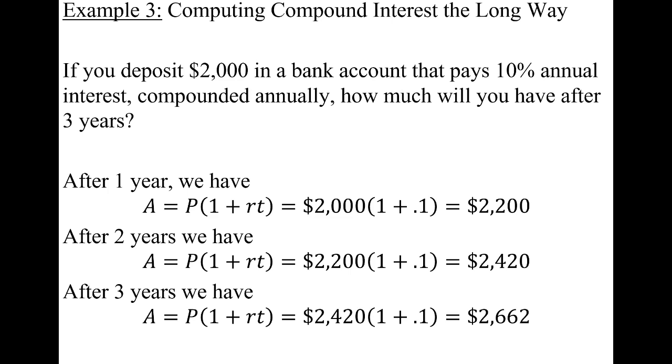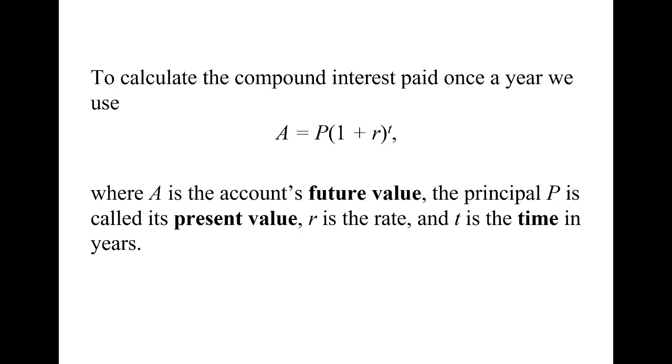Now, that's a fine way to compute it if we're just doing that for 3 years. But if we were doing it for 30 years, we wouldn't want to do this computation 30 times. So to calculate the compound interest paid once a year, we use the formula A equals P times (1 plus r) to the power of T. So now time is not being multiplied by R, it's in the exponent. So A is still the account's future value, the principal is still P, that's the present value, R is the rate, and T is the time in years. It's just that now that time is an exponent because we're repeating that process T times.